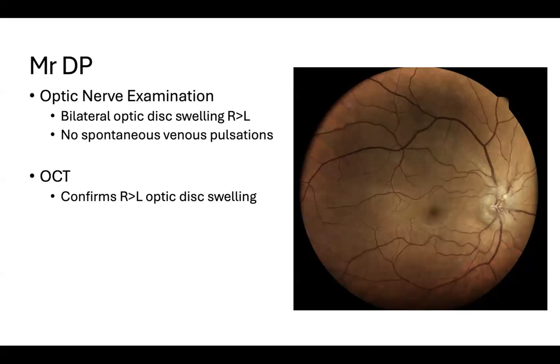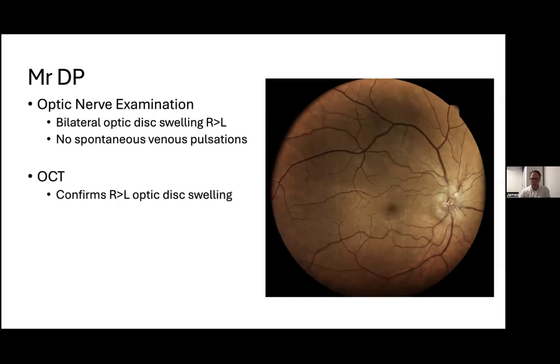Now, the most pertinent finding on his examination was his optic nerve features. As we can see here, this is the picture taken of his right fundus on that initial presentation. He had bilaterally swollen optic nerves, right being worse than the left, and we'll focus on the right eye throughout. He's got a little bit of retinal nerve fiber layer hemorrhage on that side as well. And his OCT confirmed right greater than left optic disc swelling.